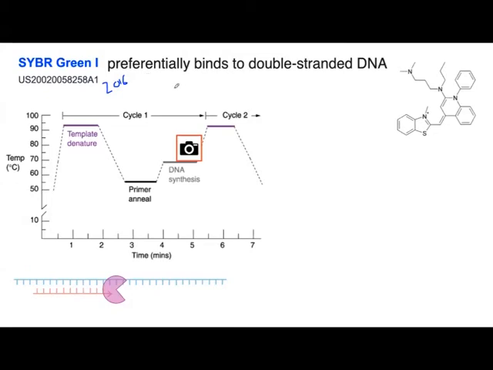Now, what is this SYBR Green? It's a molecule that does not bind to DNA when it is single-stranded. It only binds whenever the double strand is being formed. So if this is a double-strand molecule and this is single, whenever this binds to the other strand, SYBR Green starts to bind, intercalating between the bases in the two strands. So it preferentially binds to double-strand DNA. Now, what does it mean?